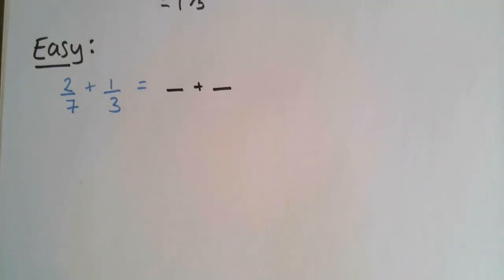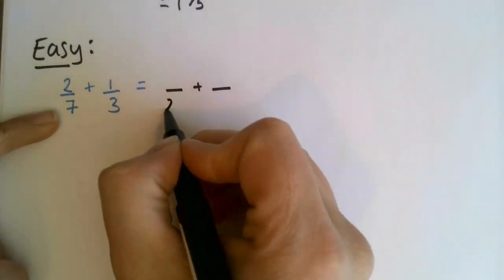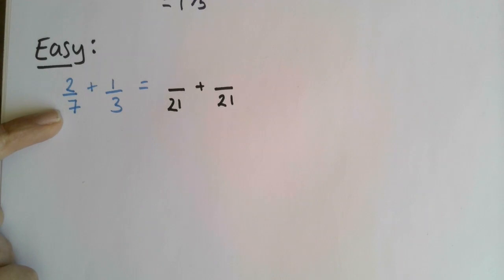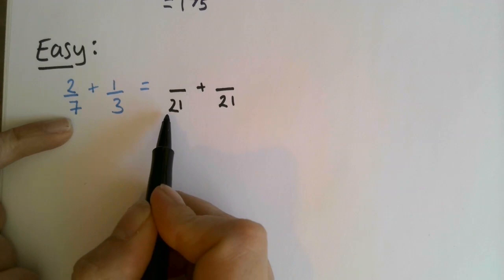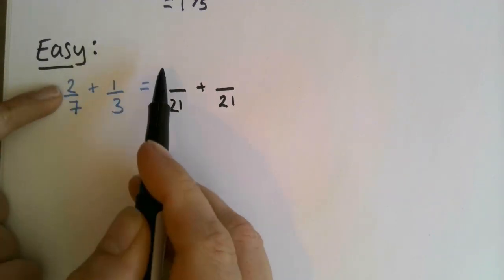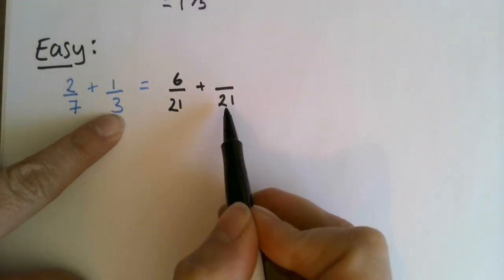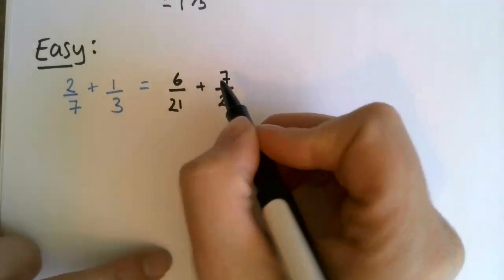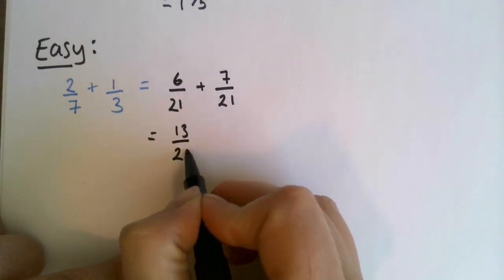So you're thinking, right, well, what's a number that both 7 and 3 will go into? So 21 is the smallest number that both of those will go into. So we know our new denominator is going to be 21. So we're thinking, right, 7 has been multiplied by 3 to get 21. So we do the same to the top line. So 2 multiplied by 3 gives me 6. 3 has been multiplied by 7 to give me 21. So I do the same to the top line. So 1 multiplied by 7 gives me 7. And now it's just like the one up above. So we've got 13 over 21.